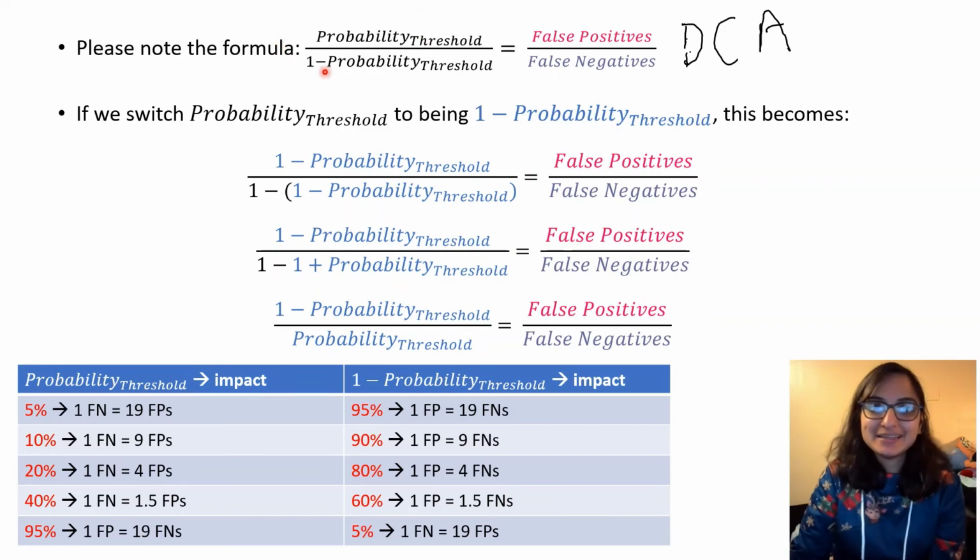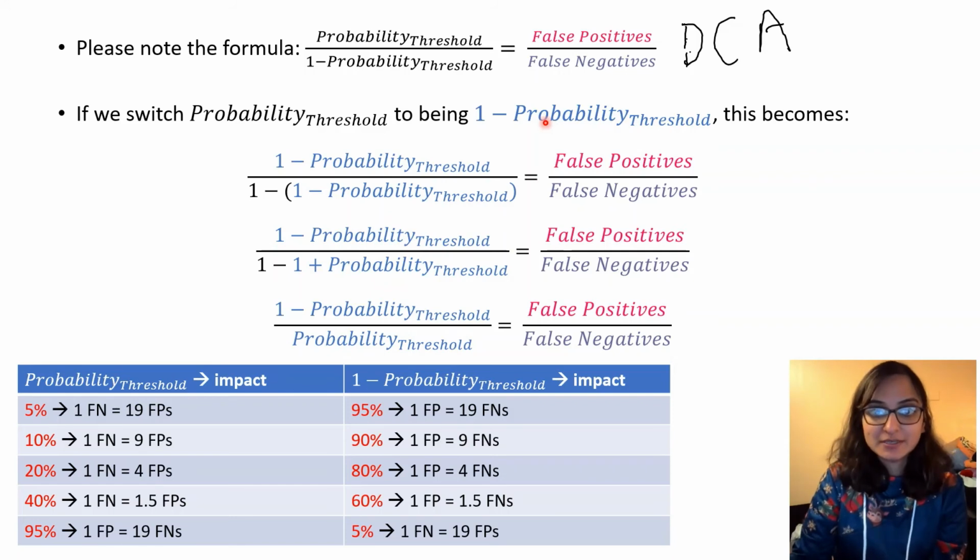But the key idea that we just saw for the 80% and 20% example is that if we switch the probability threshold to being 1 minus the probability threshold, so if instead of having 5% as our threshold, we look at 95%, then the opposite holds true.